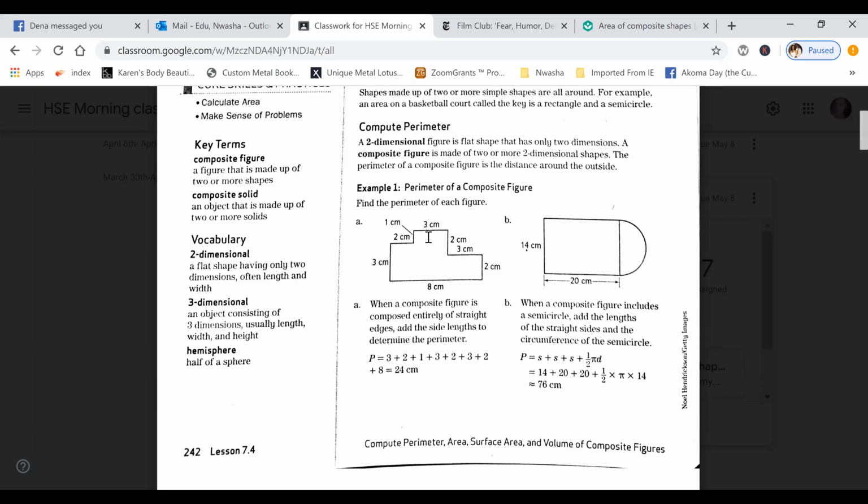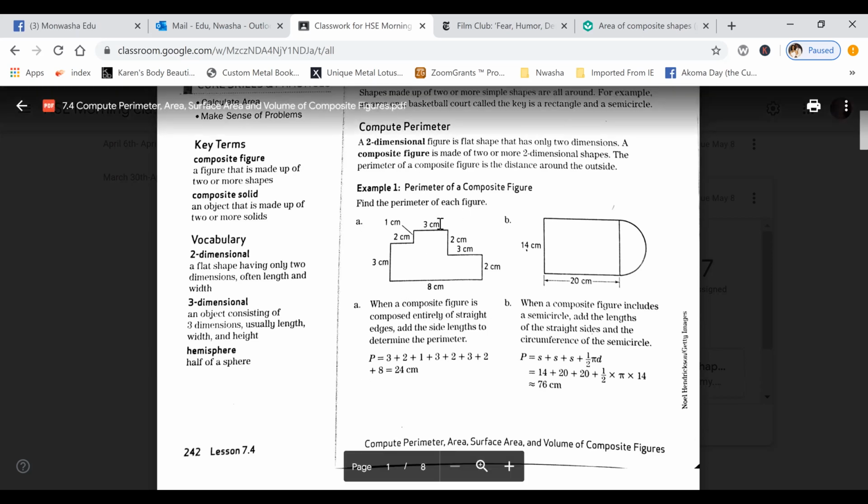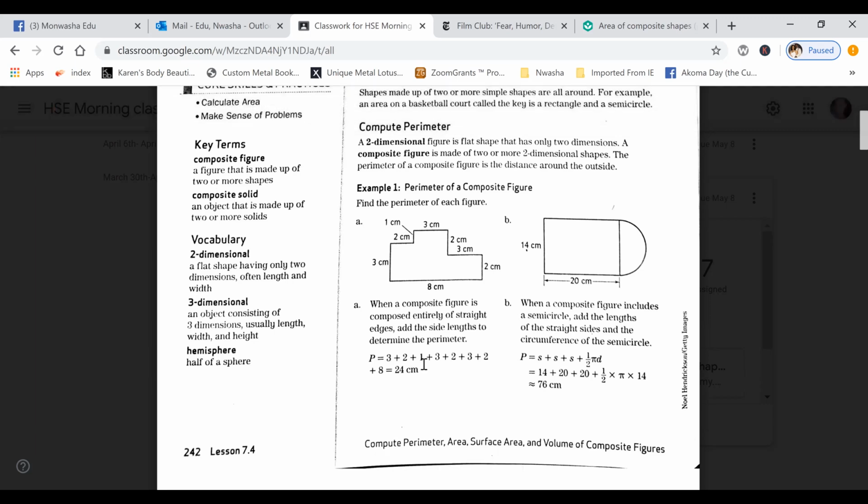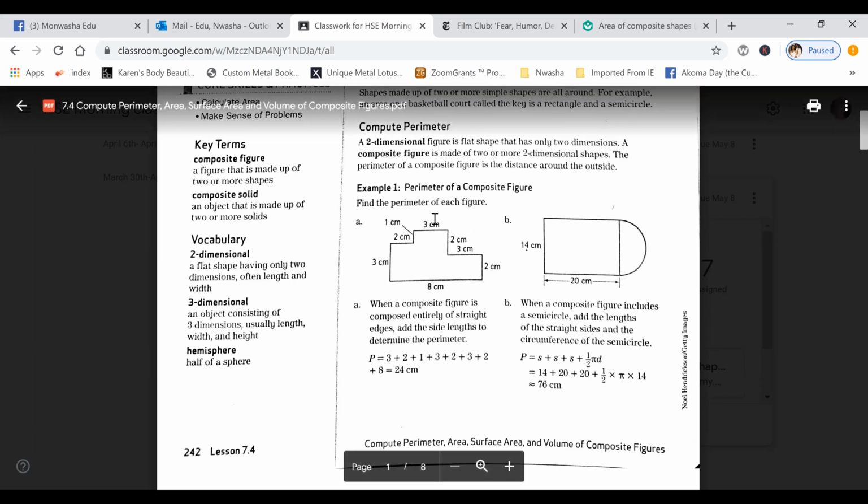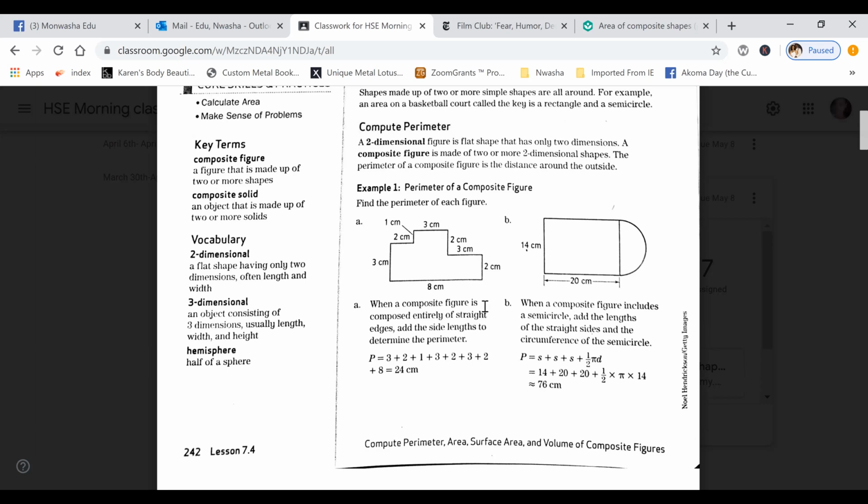So that is pretty straightforward. This is the exact one that we did on Math is Fun. You're just starting here and you're going every straight line and adding it up. So they decided to go 3, 2, 1, 3, 2, 3, 2, plus 8, and then you got 24. You're gonna go, like we said, however you want to. I would have gone like this, 3, 2, 3, 2, 8, just because I'm gonna go clockwise.